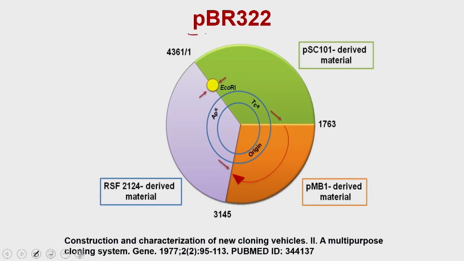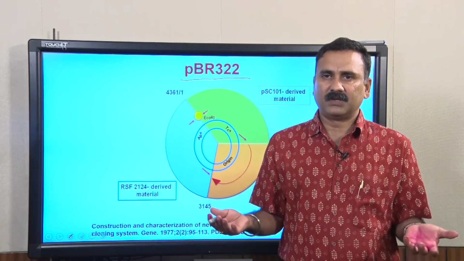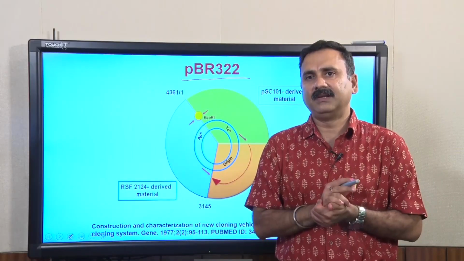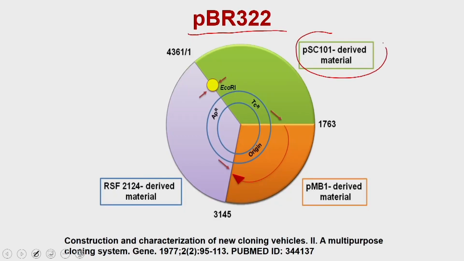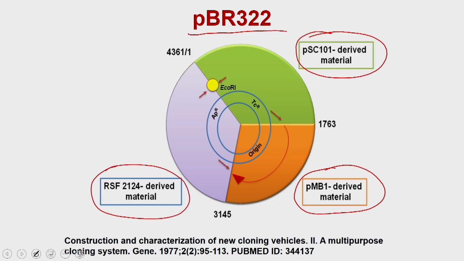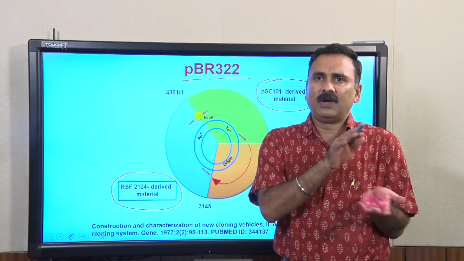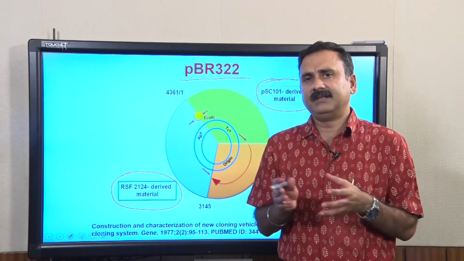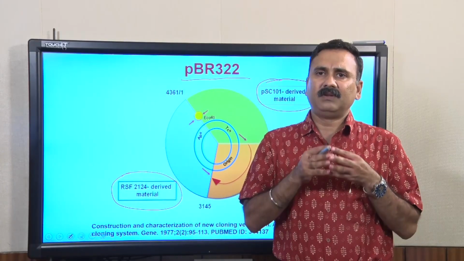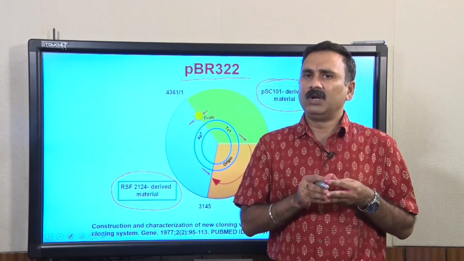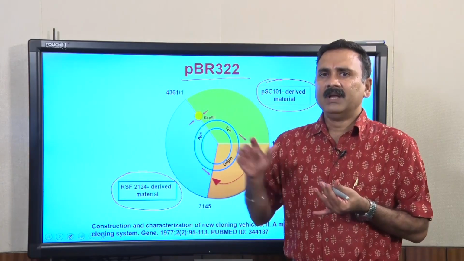When people started molecular cloning, in the beginning they were using the natural plasmids present inside bacterial cells, like pSC101, pMB1 or RSF2124. But when they realized that some of these plasmids were not good enough for molecular cloning because of one disadvantage or another, they decided to design a unique as well as robust plasmid which can be used for molecular cloning purposes, and that is how they took the good components of all these three plasmids.